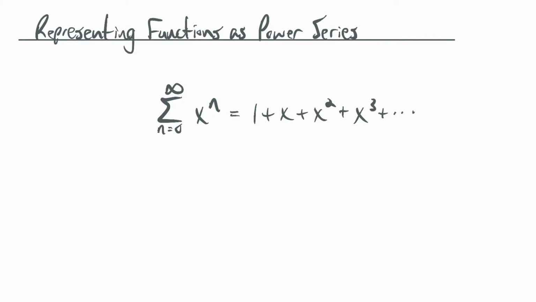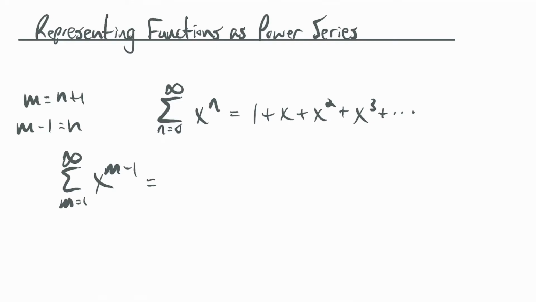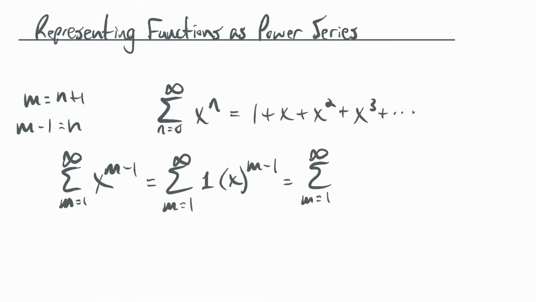One way to consider the convergence of this series is to do a change of variable again, so it's more recognizable to something we've done before. So again, m equals n plus 1, so m minus 1 equals n. Okay, so the series as m goes from 1 to infinity of x to the m minus 1 power, which you might recognize, maybe not. Let's write this as the sum as m goes from 1 to infinity of 1 times x to the m minus 1 power. And this is getting closer to something we've done before, but let's go one step further. Let's say this is equal to the series as m goes from 1 to infinity of a times r to the m minus 1 power.